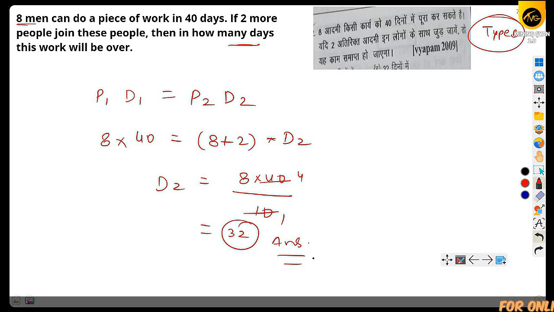Okay, so basically this is the shortcut method which is very useful to find out the number of days or number of persons, or whether it is the number of pieces of work or number of hours.